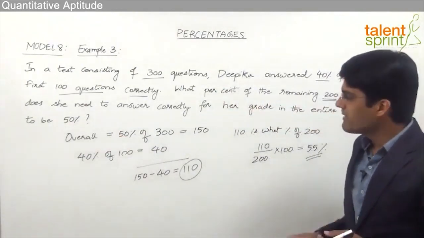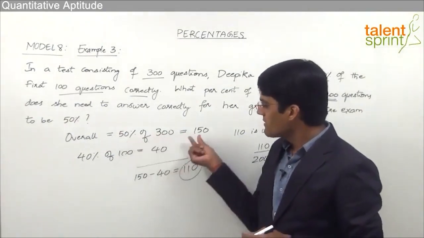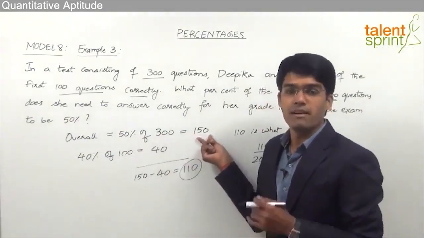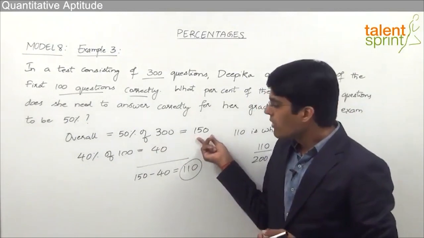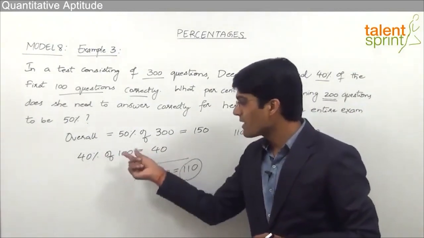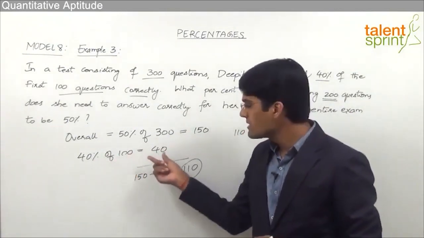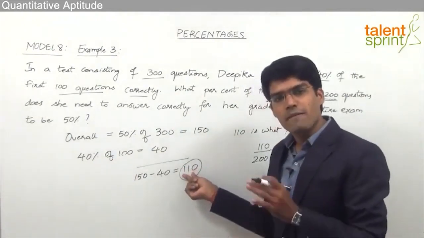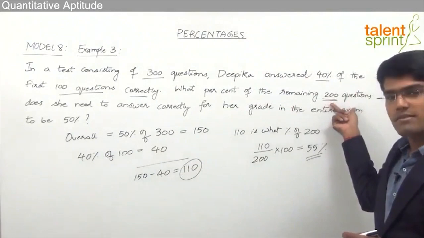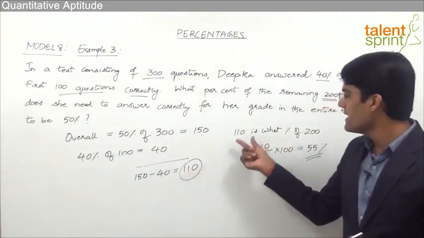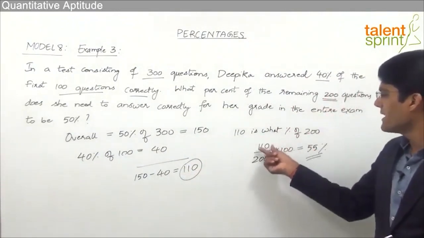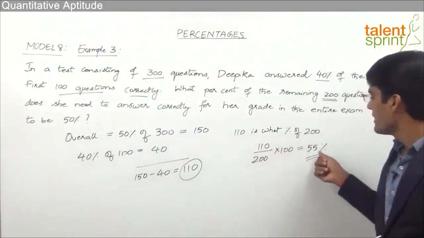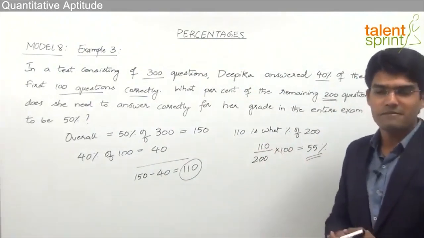So the simple idea here is, we know that the overall grade is 50%, so the number of questions would be 150. 150 questions must be answered correctly. Already out of first 100, she has answered 40% of the questions correctly. That means 40 questions are correct. So the remaining 110 questions that are to be correct have to be from the left out 200 questions. So we need to decide this 110 is what percent of 200, which can be taken as 110 by 200 into 100, and the answer comes out to be 55%.